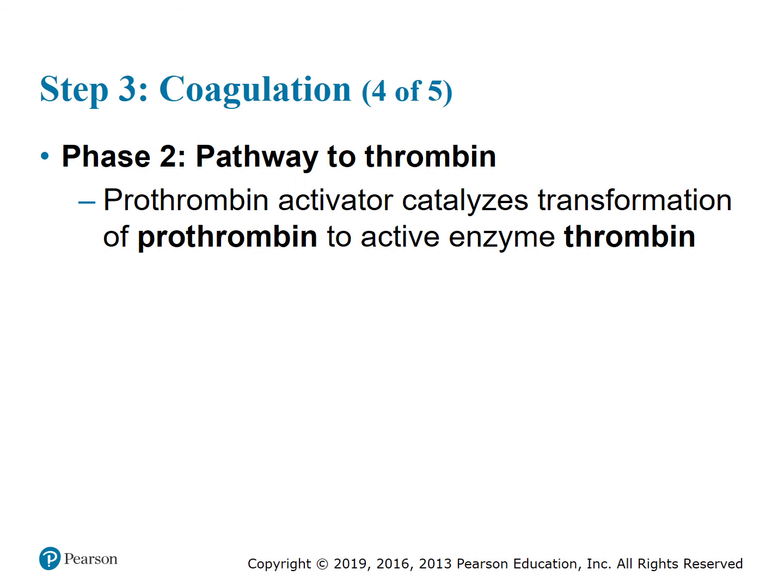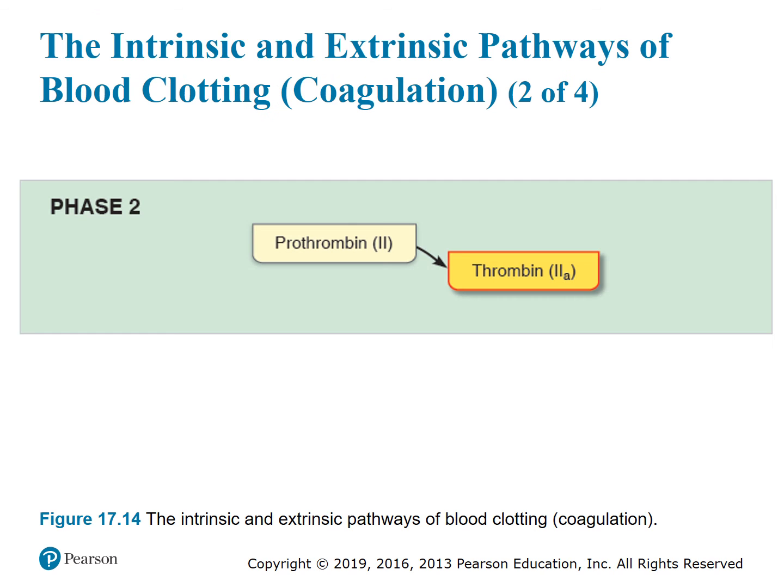Phase 2 is the pathway to thrombin. Prothrombin activator catalyzes transformation of prothrombin to the activated enzyme thrombin. So in phase 2, prothrombin, factor 2, is activated to thrombin, factor 2A.